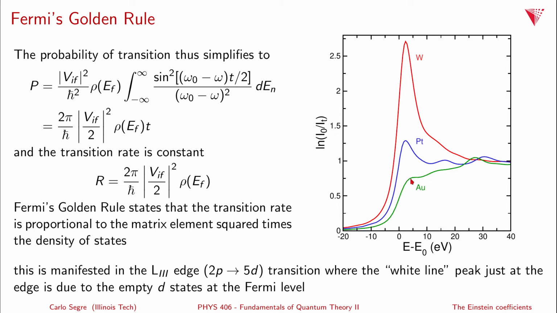you have virtually no bump at the white line position, because there are no states in which that 2p electron can go into that are localized in the 5d level. Instead, it goes into the continuum, so you have a nice smooth jump, and then constant value.